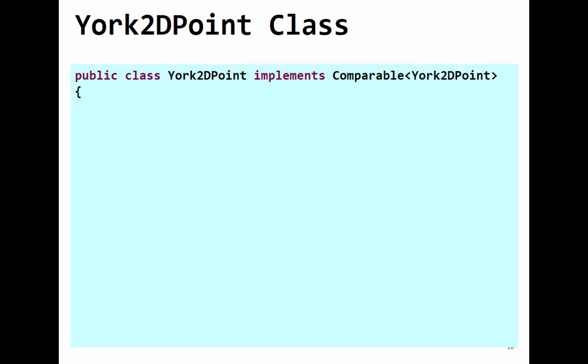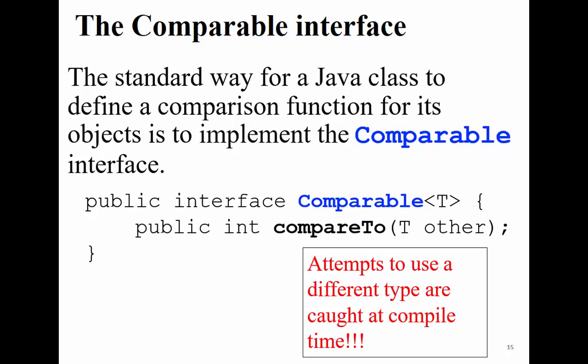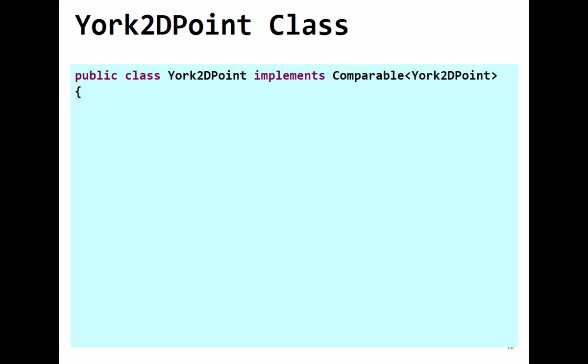Here we have York 2D point. I decided to change the name to York 2D point. It implements Comparable, and look at what is between the angle brackets. In the previous slide, we had a capital T. Capital T is a generic type. Now, once I decide to implement the Comparable interface, I have to give a type. What am I trying to implement here? I'm trying to implement a Comparable interface for my object. What is the name of my object? York 2D point. So that is where I replace T with York 2D point. Now, I decided to implement a Comparable interface. That means I have to provide an implementation for compareTo.